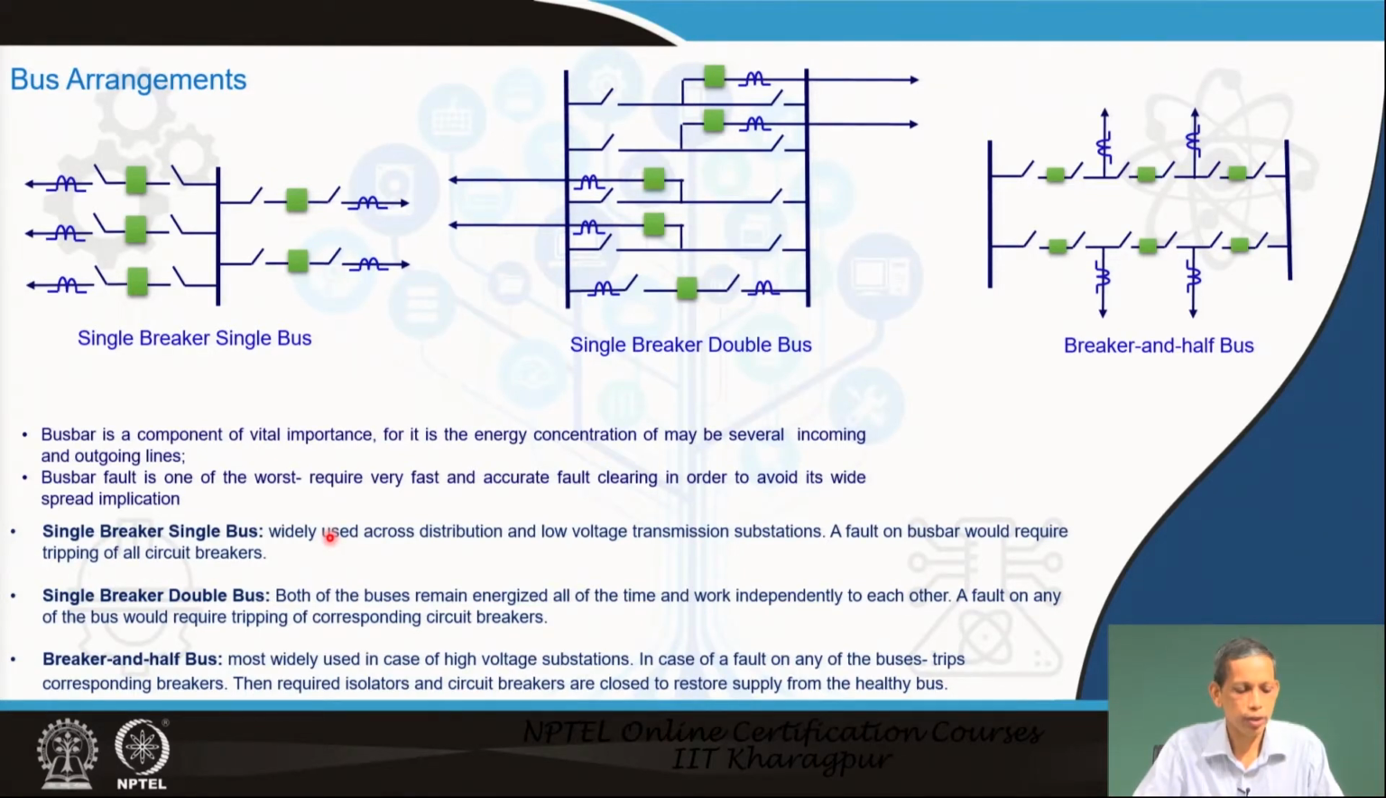But the point to note here is that the bus bar is a very vital element in the substation or power network, where the energy concentration of several incoming and outgoing lines happens. A fault in the bus bar leads to a worse situation, and that requires very fast and precise fault clearing in order to avoid widespread implications on power system stability.